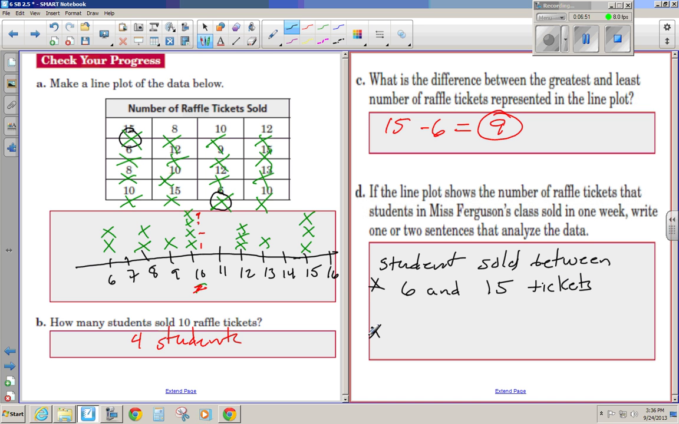You could also say that more than half sold 10 or less. There are all sorts of things, you could say that 4 of them sold 10. There are a lot of sentences that you can write to analyze the data.